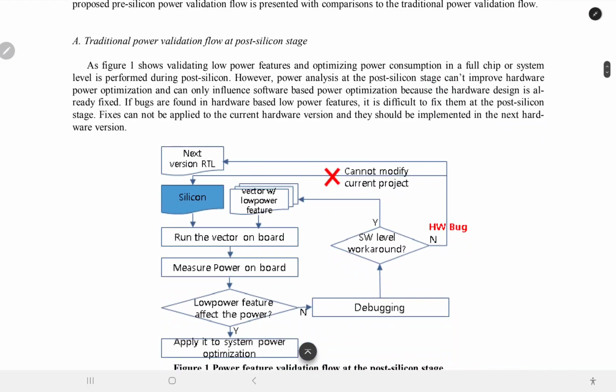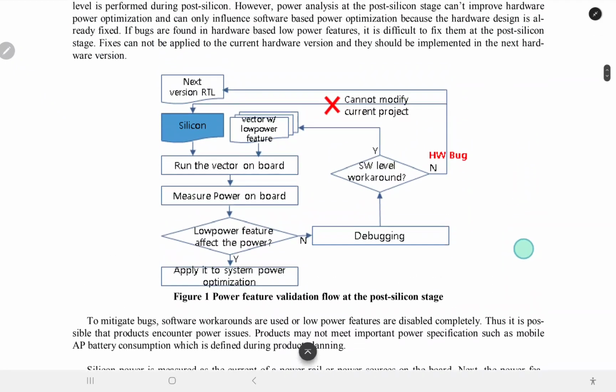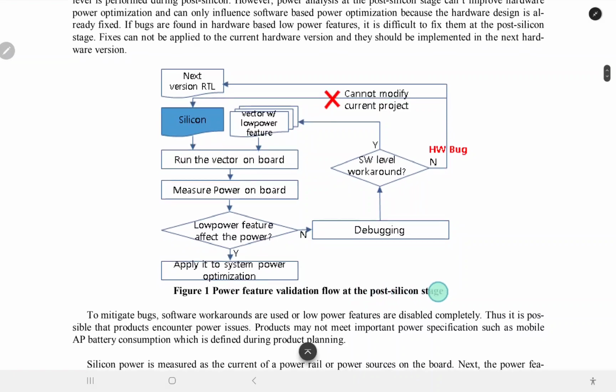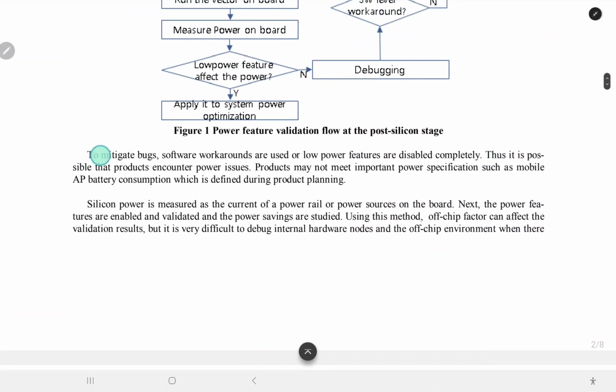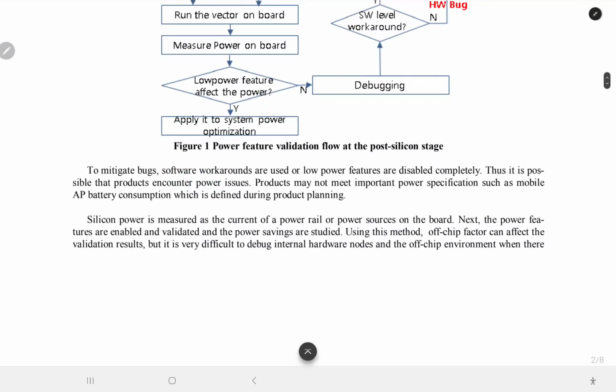If bugs are found in the hardware-based low-power features, it's difficult to fix them at the post-silicon stage. Fixes cannot be applied to the current hardware version, and they should be implemented in the next hardware version. Figure 1. Power features validation flow at the post-silicon stage. To mitigate this, software workarounds are used or low power features are disabled completely. Thus, it is possible the product encounters power issues.